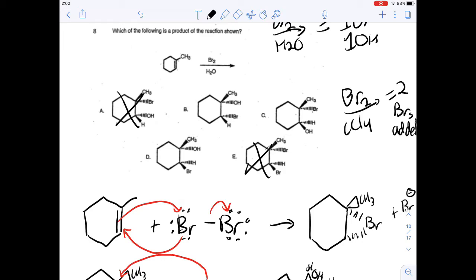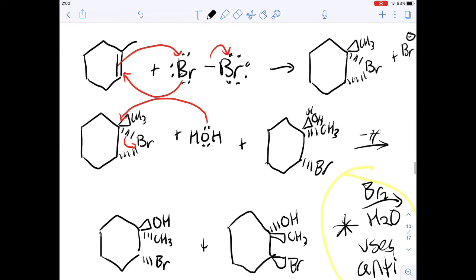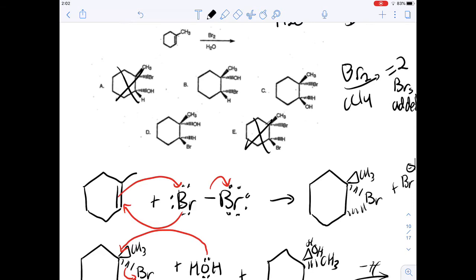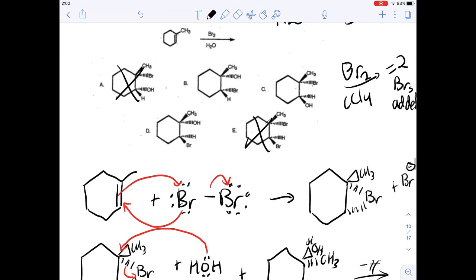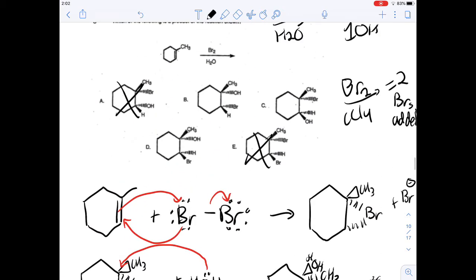So let's look at our product and see if we have any. Okay, so on this one, we have OH on a wedge, CH3 and Br on a dash. Let's see if that's the case in any of these. It is not. Okay, so let's look at the other one. The next one is OH on a dash with CH3 and Br on wedges. Yeah, so we do actually have that one here.